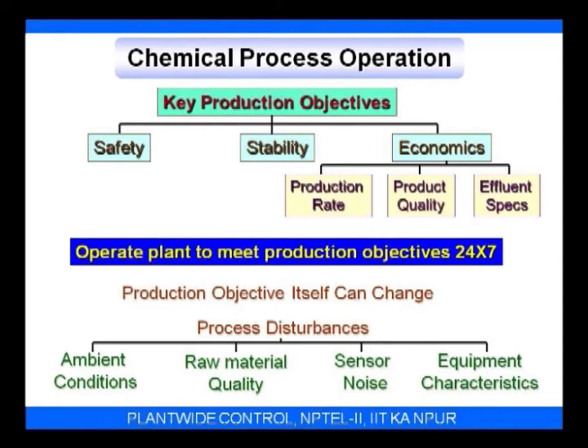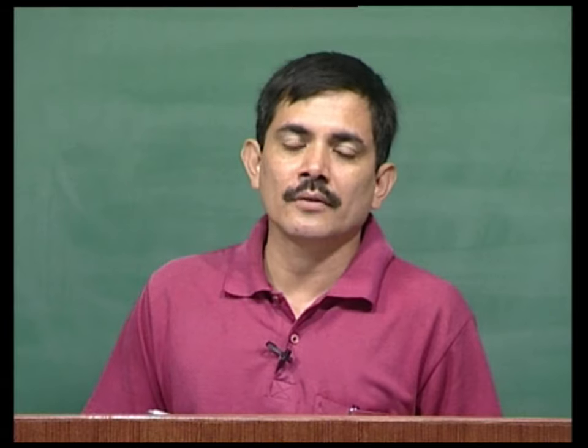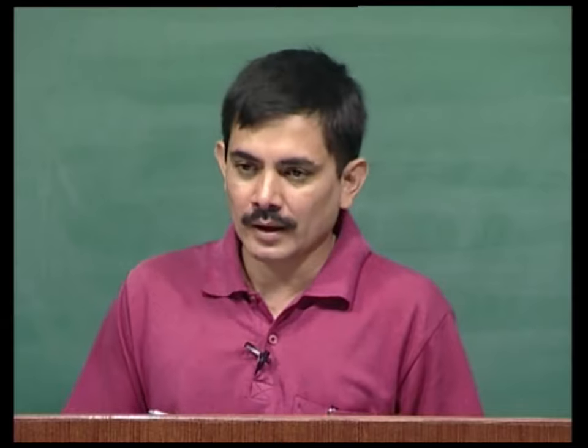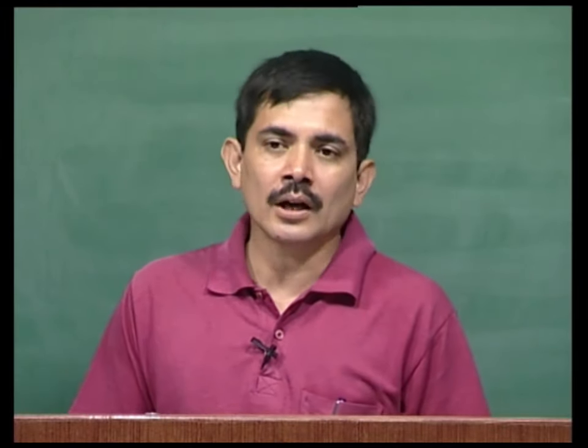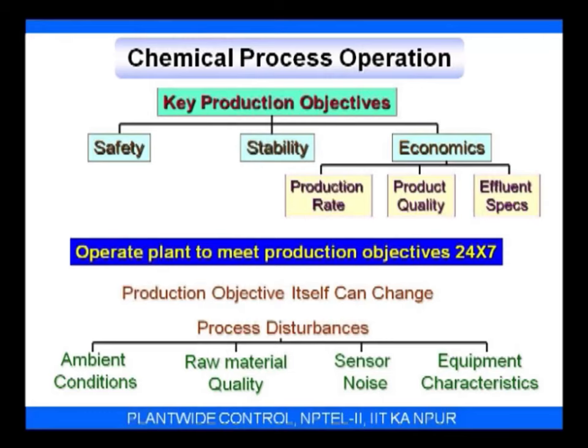Secondly, there are ever-present process disturbances, and just to give you the different types of disturbances that are there in a process, the ambient conditions change. For example, the diurnal cycle: days are hot, afternoons are hot, nights are cool. Seasonal variations, for example in the rainy season, your cooling towers would not be as efficient as in the summer season, as in the dry seasons.